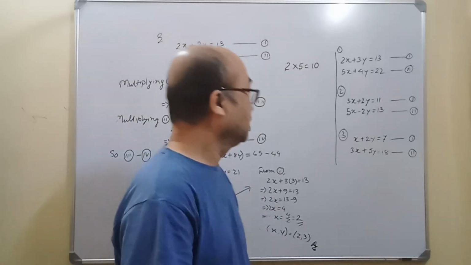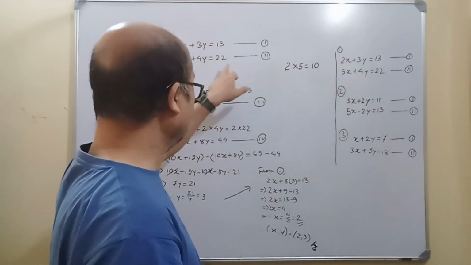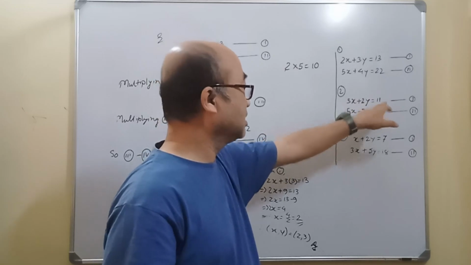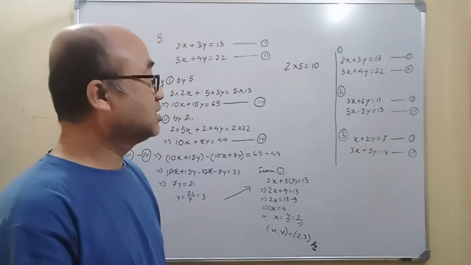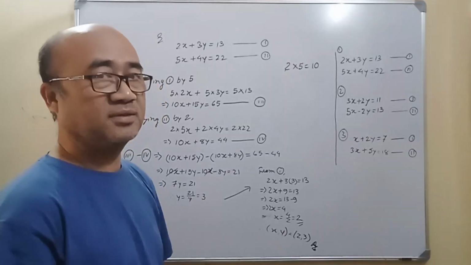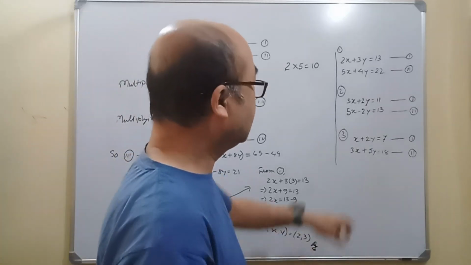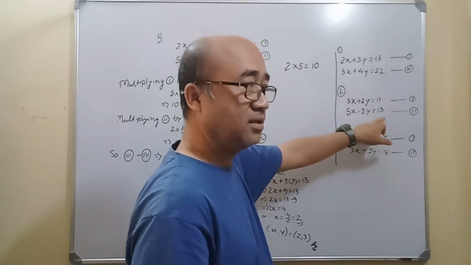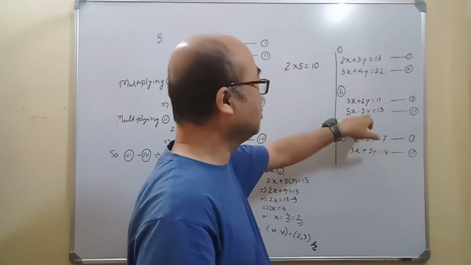Now here I have given some more examples. The first problem is this one, I have solved it. The second is 3x plus 2y is 11, 5x minus 2y is 13. So what is special about this problem? There is nothing special, just a use case that you might come across. Here you can notice one thing, that 3x plus 2y is 11 and 5x minus 2y is 13. So notice that the coefficients of y are equal in magnitude in both the equations.